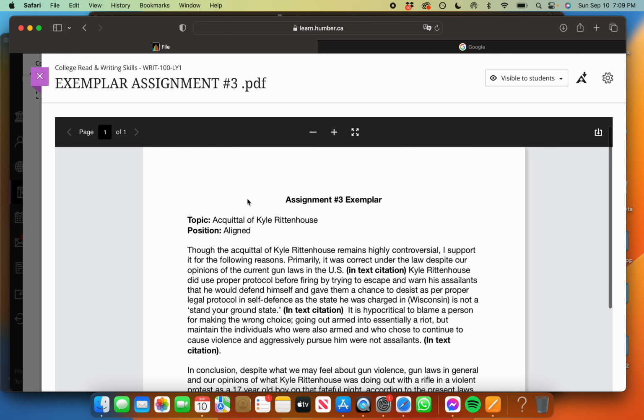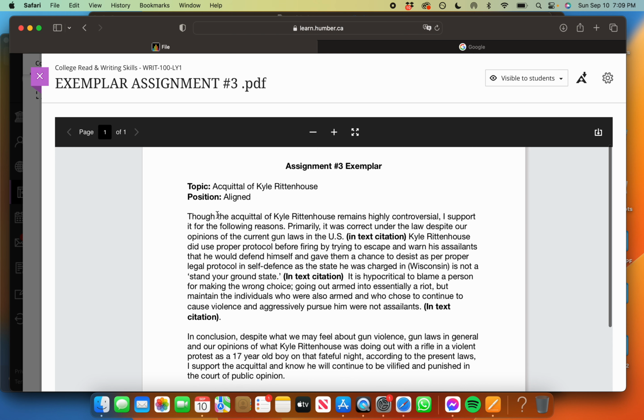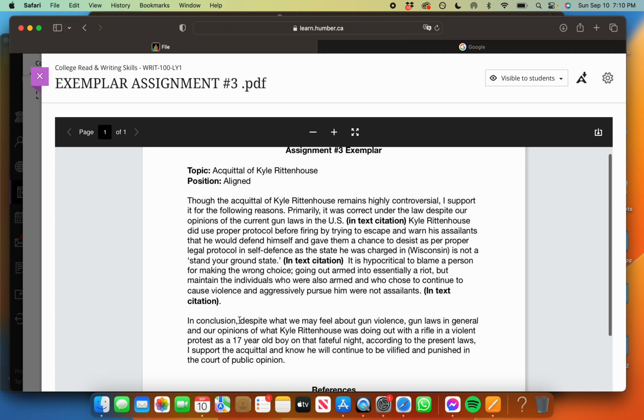I just jumped on the topic of Kyle Rittenhouse, the acquittal, and I chose a random position, and here's what it looks like. You should have 3 in-text citations and 3 support sources. Now, when I say 3, if you have one absolutely excellent one that you can fully rely on, I would recommend you do 2. But if you only have absolutely one, then I'm going to say you might be able to use that. Just get approval from me.